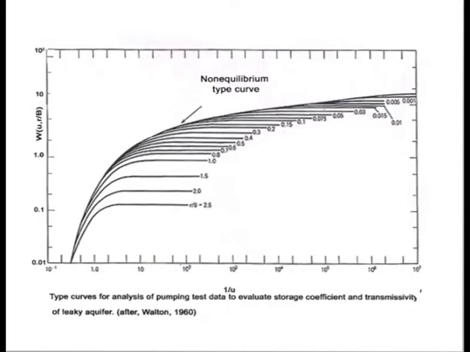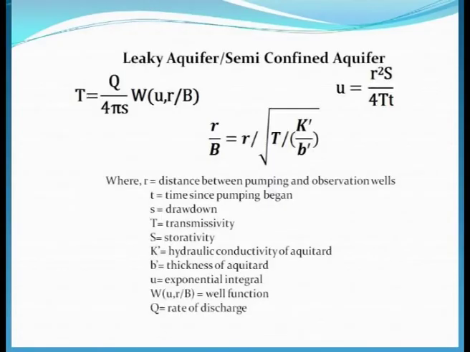So when we plot it, we will determine the four values W(u), 1/u, s and t. When we put these values in the equation, which equation will we determine? T equal to Q upon 4 pi s W(u), and S equal to 4 T t u upon r square. Because r is known in the field, we will get these. So I have already told you about r upon B.